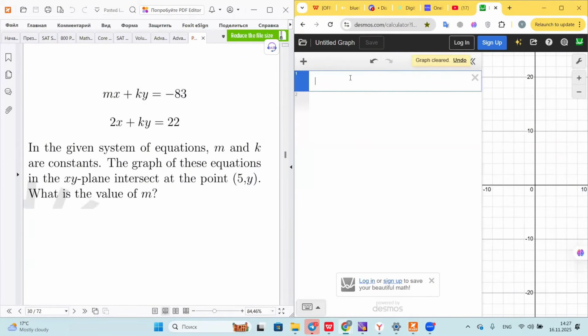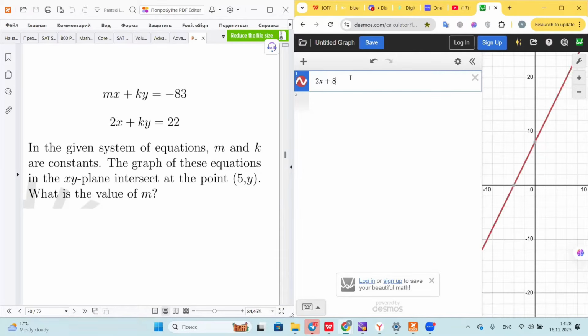So in the given system of equations, m and k are constants. The graphs of these equations intersect at the point (5, y). What is the value of m? Here, we should use the next function of Desmos. Let's learn about solving equation systems.